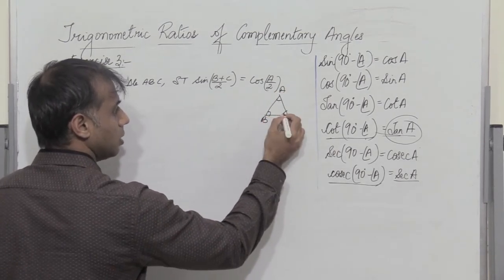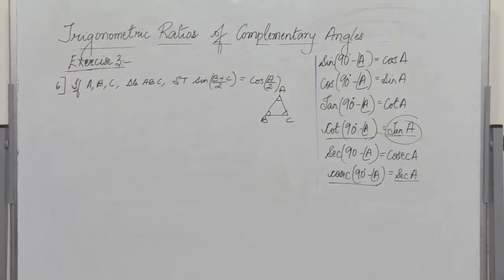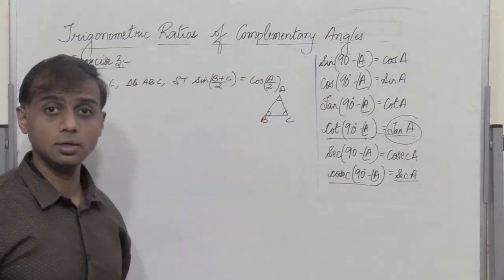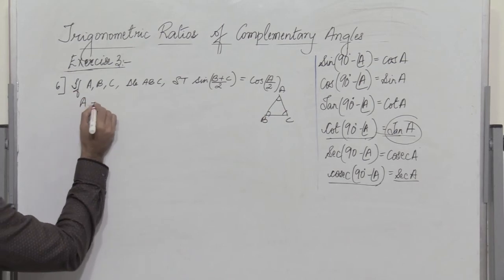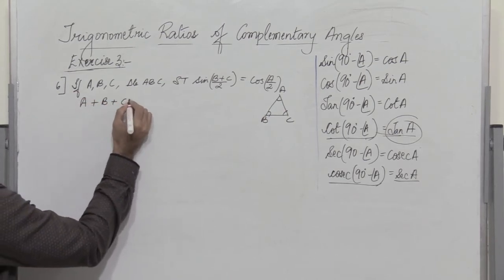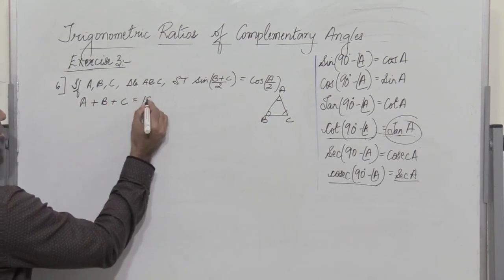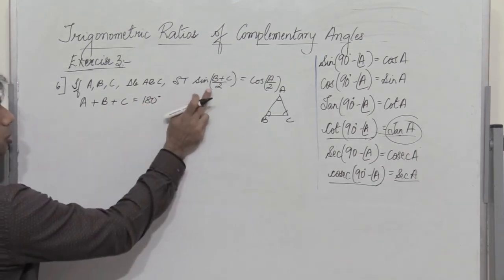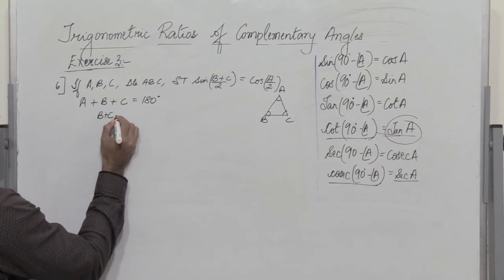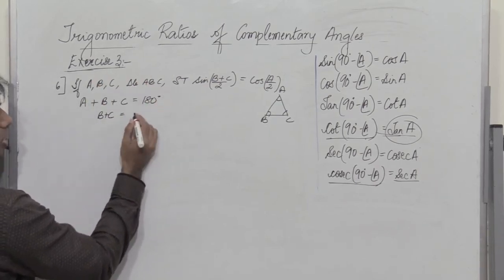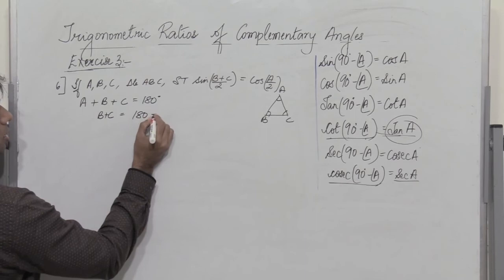Now given ABC is a triangle, so I have a triangle ABC. Now when I add up all the three angles, we know that the sum of all the angles of a triangle is equal to 180 degrees. So angle A plus B plus C is equal to 180 degrees. So what do I need? I need B plus C. So I write B plus C equals, I take A to the RHS, so I get 180 minus A.